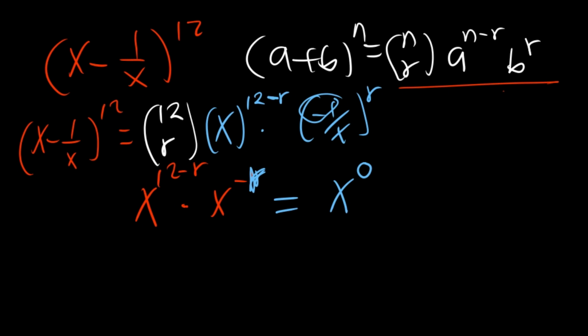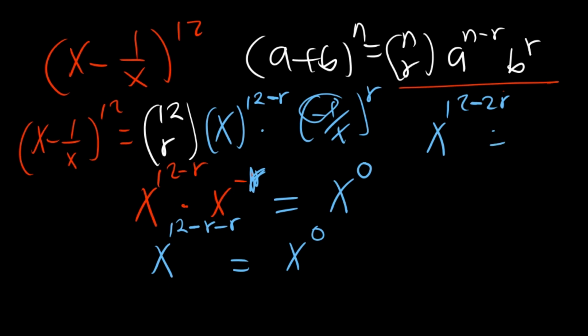Let's continue. Now the powers: when the bases are the same, we add the powers. In this case I'll say x, then I add the powers, 12 minus r, again minus r, equal to x to the power 0. So that is going to give me x to the power 12 minus 2r equal to x to the power 0. Up to this point, who is behind? I've just added the powers here. So at this point, you equate the powers to each other. So it will be 12 minus 2r is equal to 0.